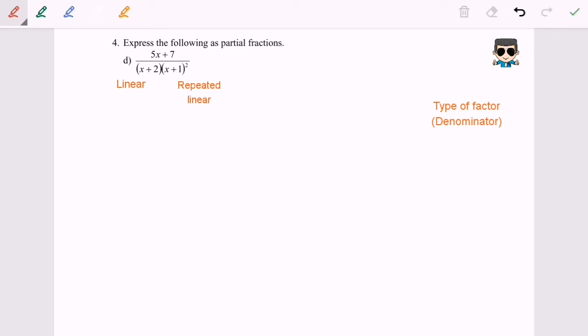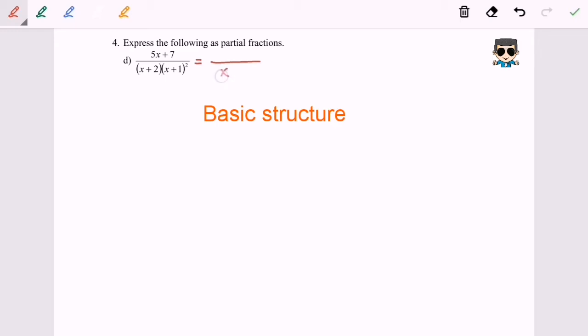Now we are going to have the basic structure. In this case, we have three factors: x plus 2, plus x plus 1 power 1, plus x plus 1 power 2. This is the case for repeated linear. For the numerator, for the linear case, it would be a constant. X plus 1 is also linear, so it would be a constant as well. For the third part, x plus 1 squared is a repeated linear and is not a quadratic, so the numerator will be a constant as well.